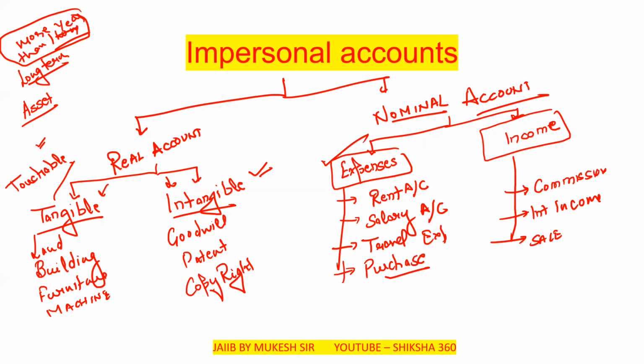So in the tangible account, we have included land, building, furniture, machine, and in the intangible, goodwill, patent, and copyright. Similarly, in the nominal account, we have included the expenses, that is rent account, salary account, travel expenses, purchase, and in the income account, we have commission, interest income, and sales.